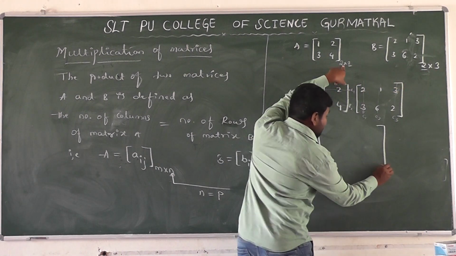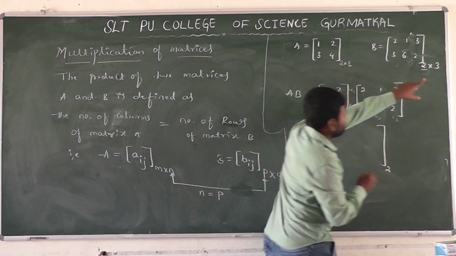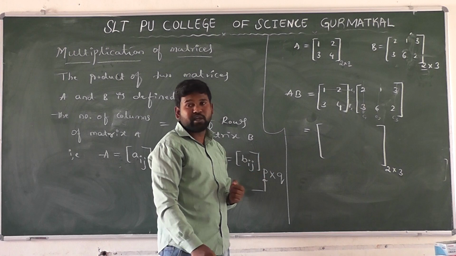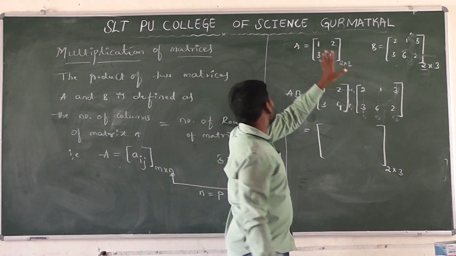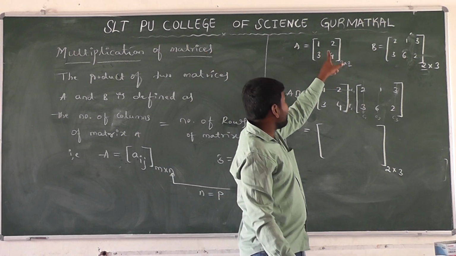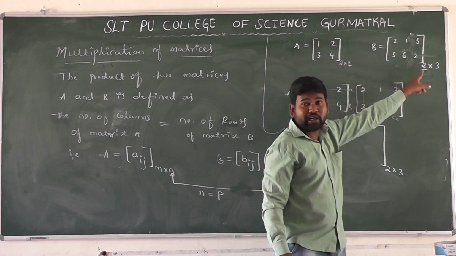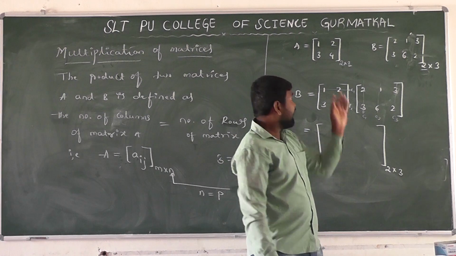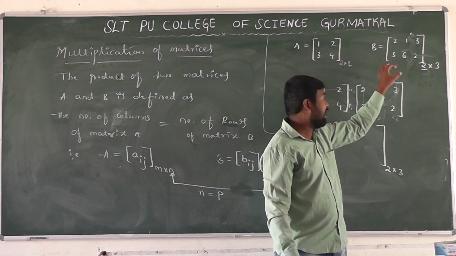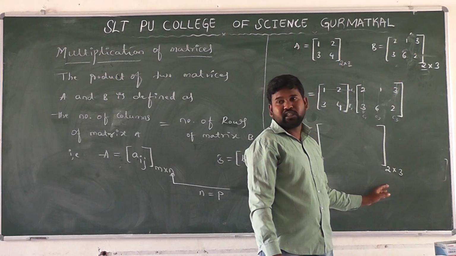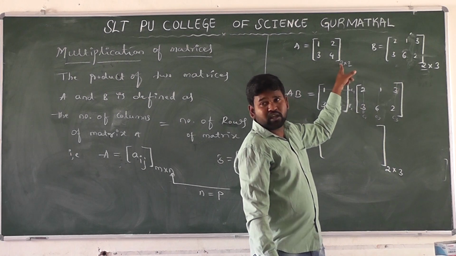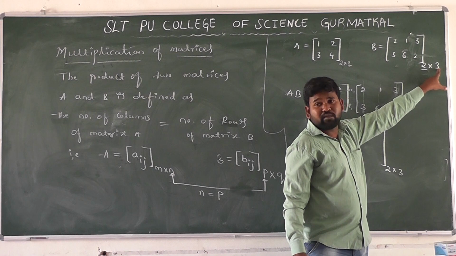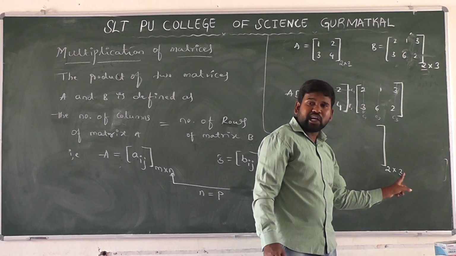What is the number of rows here? 2 rows. And what is the number of columns here? 3 columns. This order comes in matrix multiplication. It is possible to multiply the two matrices when the number of columns of matrix A is equal to the number of rows of matrix B. Then only is matrix multiplication possible. Then we multiply A into B. What order does it come to? The number of rows of matrix A and the number of columns of matrix B: 2 cross 3 order.